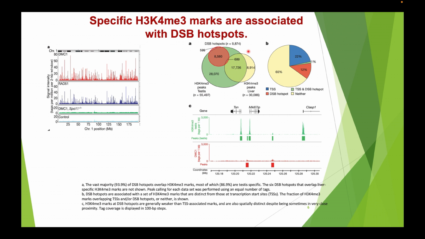In the left and right panels, we see that over 94% of DSB hotspots are associated with H3K4 trimethylation marks, and those are unique, as they are not the same as the H3K4 trimethylation marks from liver. They are testis specific, only germ cell specific.